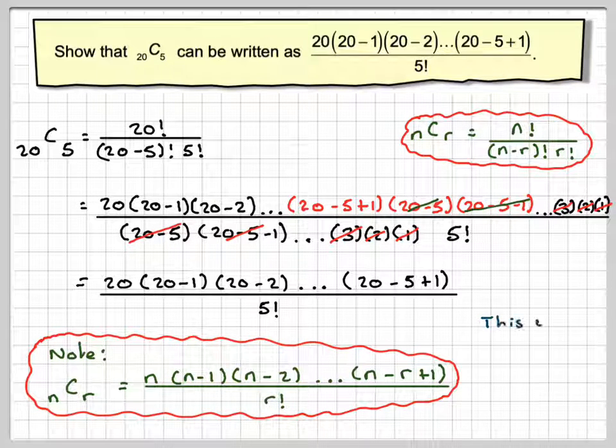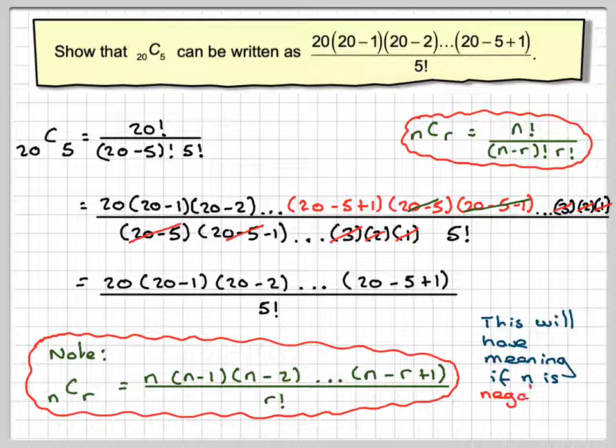Okay, and this will allow us, and it will have some sort of meaning if n is negative or fractional in the binomial distribution. This is the reason for doing this video. I hope you've understood and followed, and I thank you very much for watching.